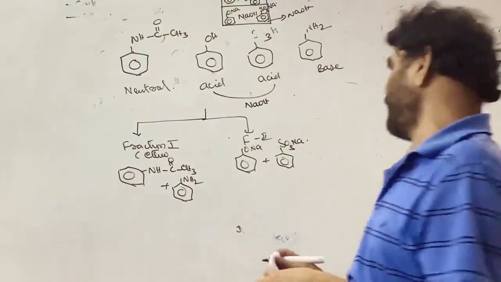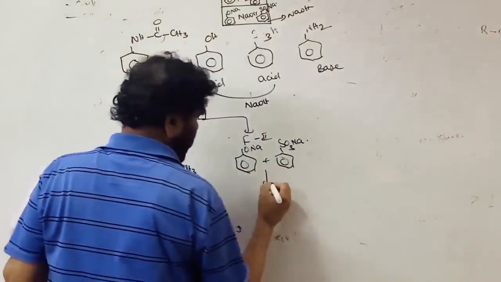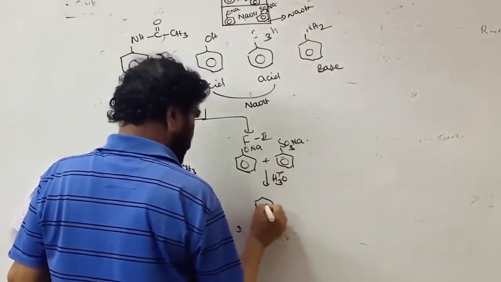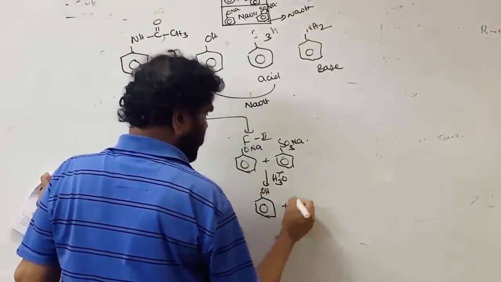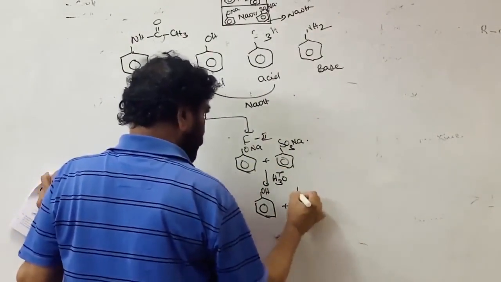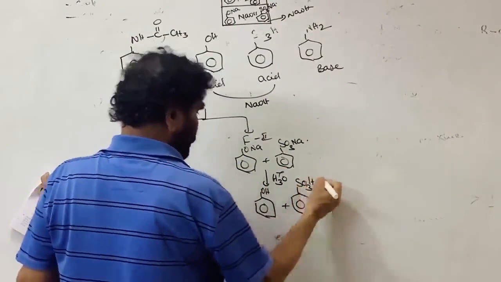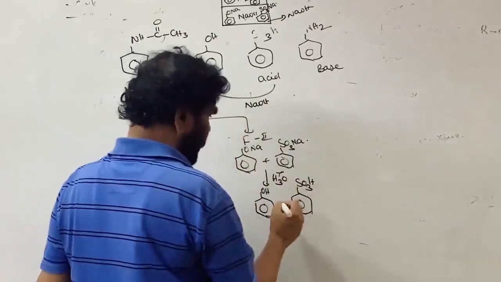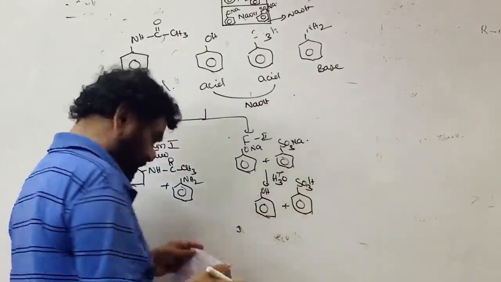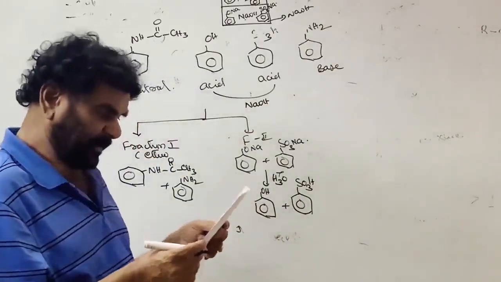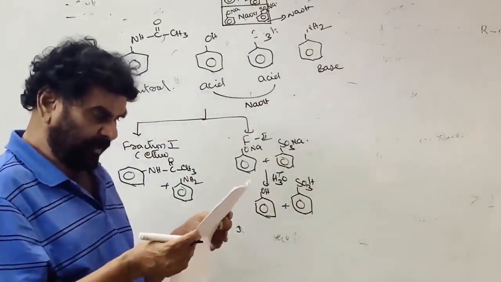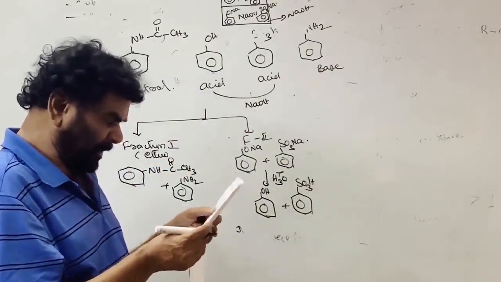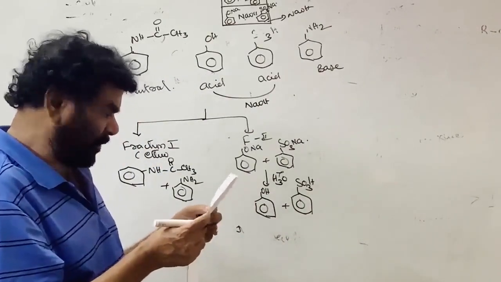Fraction 2 is acidified with H3O plus. The salts are converted: it is converted into phenol, and this is converted into benzene sulfonic acid. Fraction 2 is acidified and then the compounds are extracted into ether.